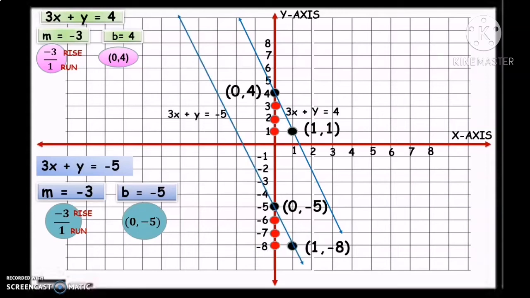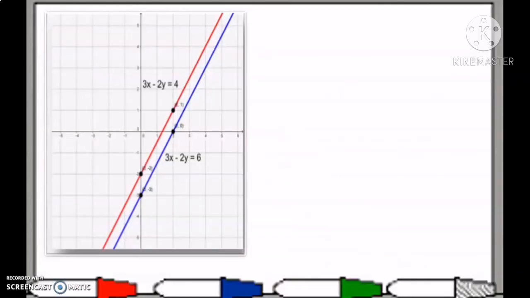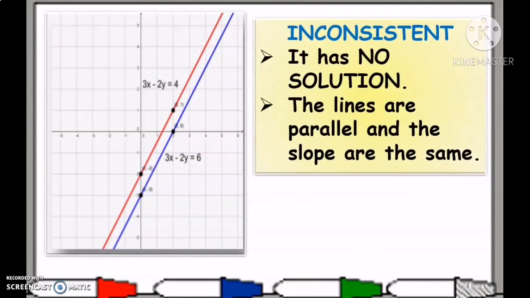So, in-name po natin siya, 3x plus y equals negative 5. At this point, mapapansin natin, ang line po natin is parallel. Wala din po siyang intersection point na kung saan nag-meet ang dalawang lines. So, therefore, the system has no solution. Wala po siyang solution. And, let's describe it. So, graph with parallel lines, ang tawag po dito is inconsistent because it has no solution and the lines are parallel. And then, ang slope po nila ay pareho or the same. So, kanina po, diba, sabi ko, ang slope nila ay the same but they have different y-intercept. So, yun lang po.